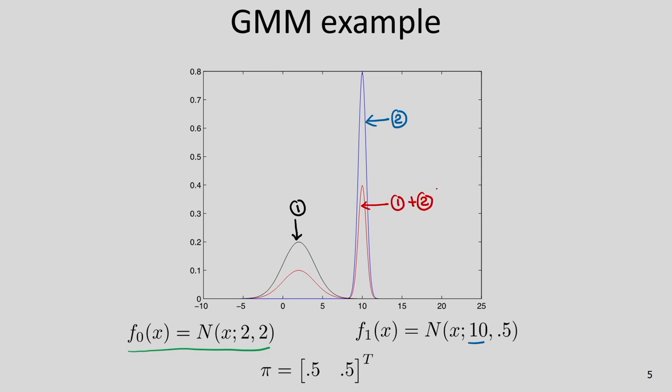So we have to consider the linear superposition of Gaussians. This red one is nothing but the linear superposition of these two Gaussians. So this is one example of a Gaussian mixture model. So how to represent it mathematically? So move to the next slide. Suppose this Gaussian mixture model, GMM, how to represent it mathematically?